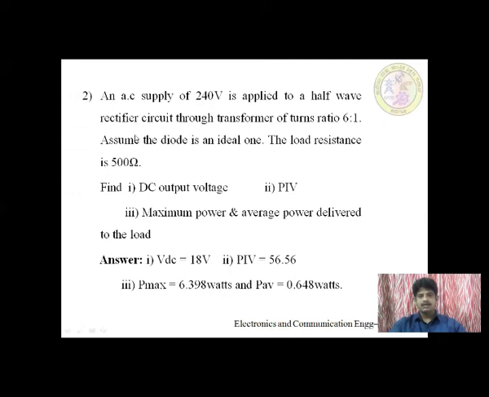Okay, then it is applied to the half wave rectifier, and the transformer turns ratio is 6:1 and the load resistance is 500 ohm. So you can see here we have a primary voltage to the transformer, and we have the turns ratio. So by using these things, we can calculate the output of the transformer. Okay, then that will be the input for the half wave rectifier.